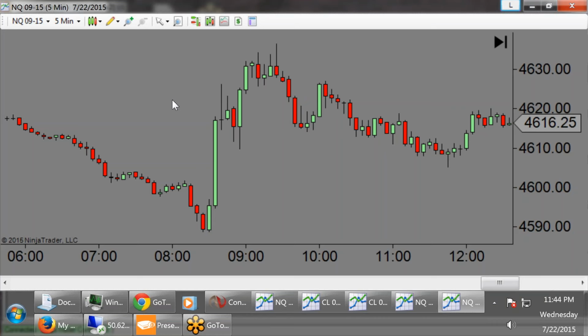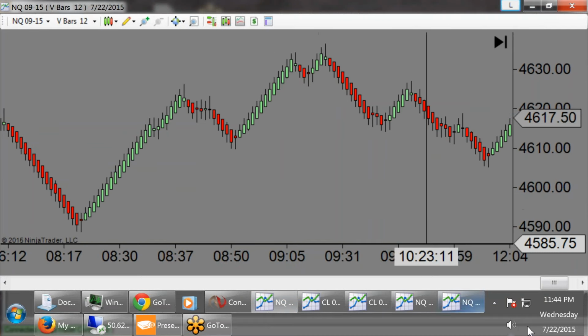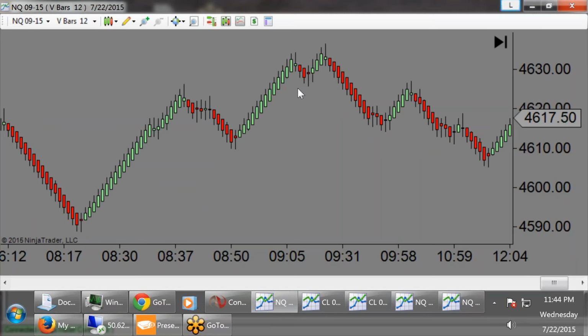Okay. But what I'm going to do now is show you the same day, same hours, 7 a.m. to 12, July 22nd, what the market looked like on V-bars. And here is what it looks like. Okay. Absolutely gorgeous. Same time frame, 7 o'clock to 12, morning session, July 22nd.